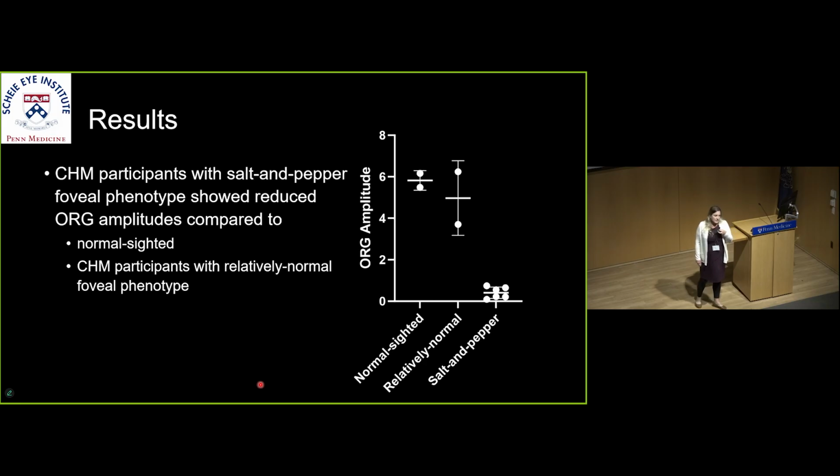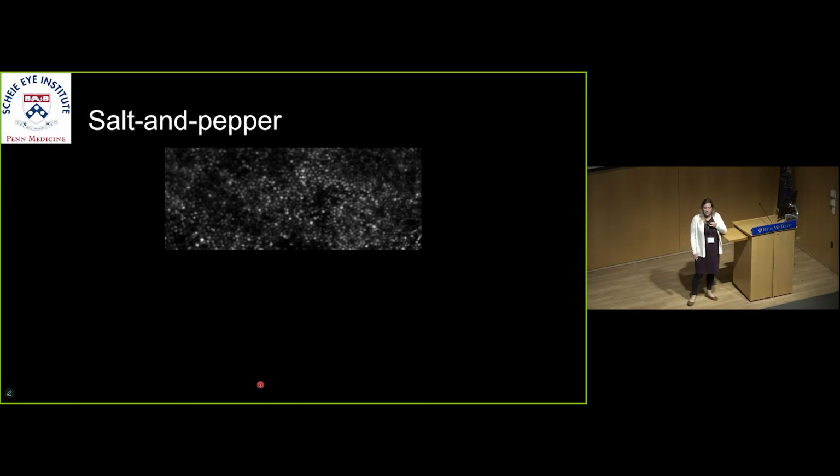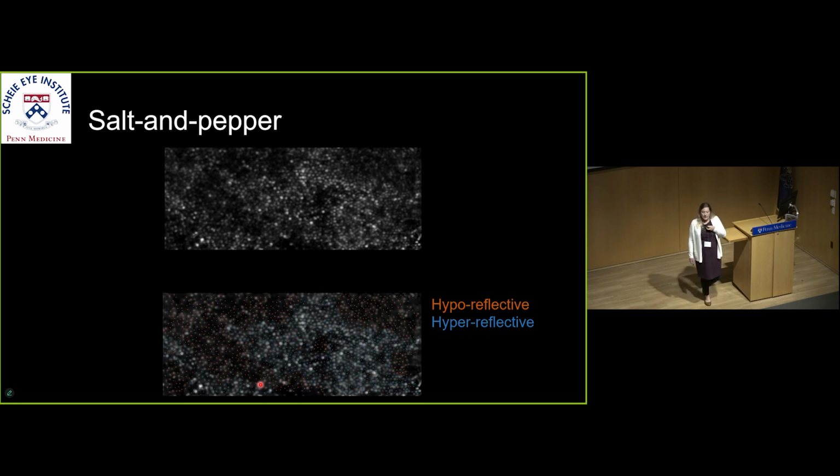All right, then we looked at the 6 patients with the salt and pepper phenotype and found that those individuals showed a significantly reduced ORG amplitude in comparison to the other groups. And so if I now look just at these locations, we took all of those images with that salt and pepper phenotype and separated them into the hyporeflective or hyperreflective patches. So in other words, the salt versus the pepper. And then we wanted to look at the optoretinogram response of those 2 different groups of cells within the image.